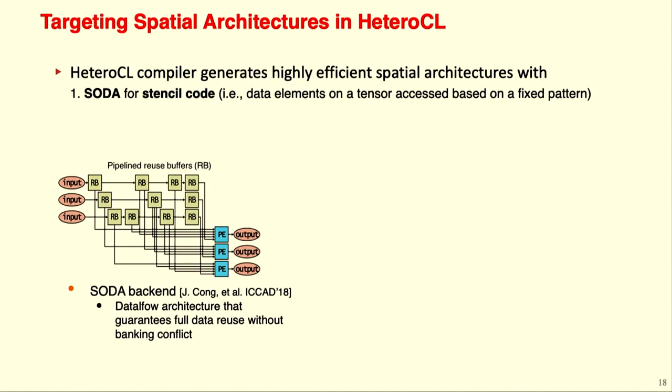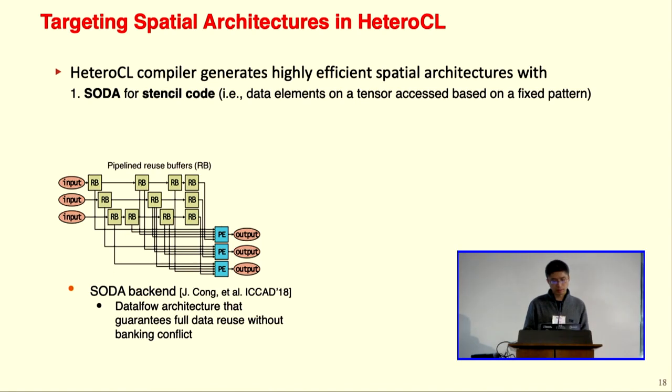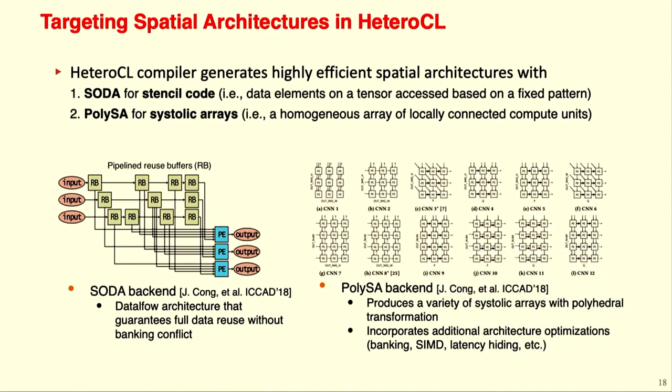For those of you not familiar with stencil, basically it's a window or fixed pattern that moves along the grid of a tensor. In this case, we can generate application-specific, highly specialized architectures with on-chip reuse buffers. With this backend, we guarantee the highest pipeline rate, without banking conflicts, and with a minimum of on-chip data buffers. There's also another backend that we leverage called PolySA, also from Professor Jason Cong's group, where we can generate application-specific systolic arrays.